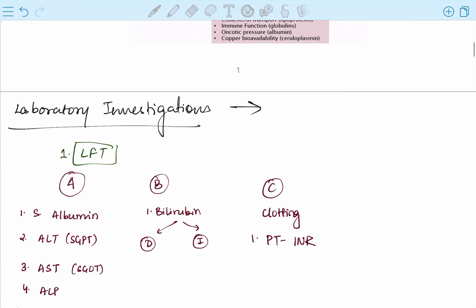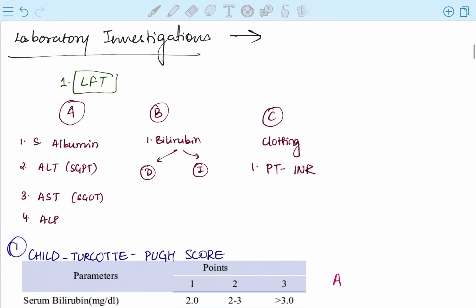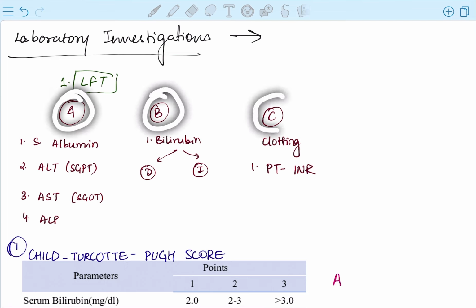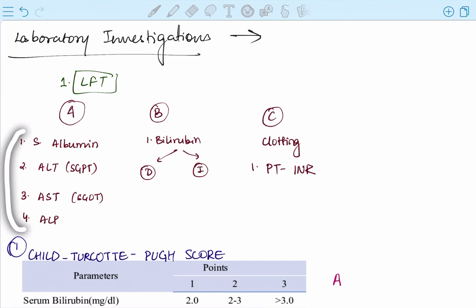Now we are starting with the laboratory investigations. We have the very important test called the LFT. Before any invasive or non-invasive procedure, we have to do this LFT, which is a functional blood investigation. To remember what the LFT includes, there is a simple mnemonic, A, B, C. A consists of four things: serum albumin, ALT, AST, and ALP.